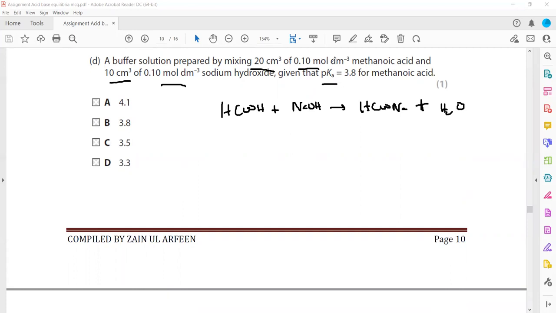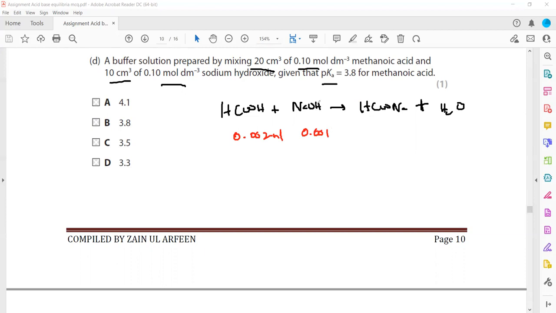So 20 cm cube of 0.1 mole per dm cube methanoic acid: 20 divided by 1000 is 0.02, multiplied by 0.1, which makes 0.002 moles. For sodium hydroxide, the volume is 10, divided by 1000 to convert to dm cube, and then multiplied by 0.1, which makes 0.001 moles.